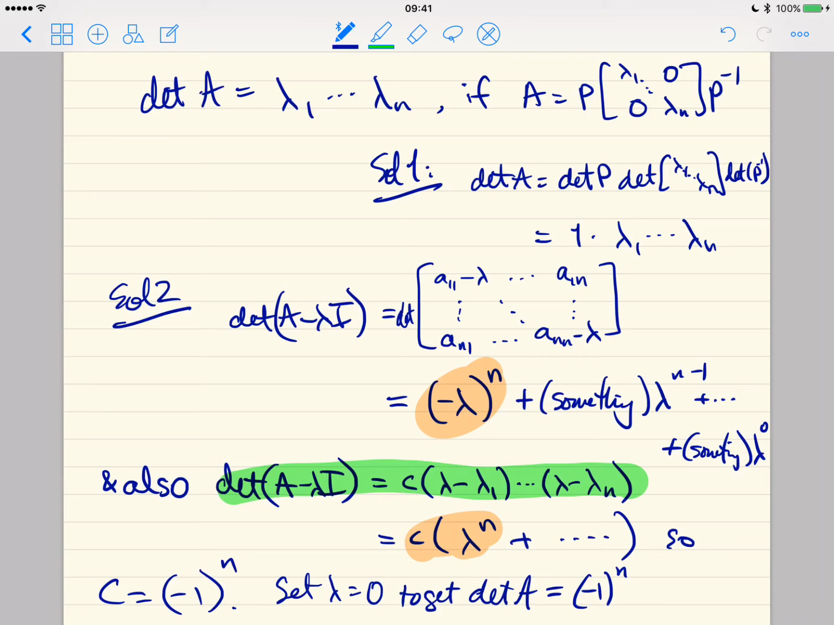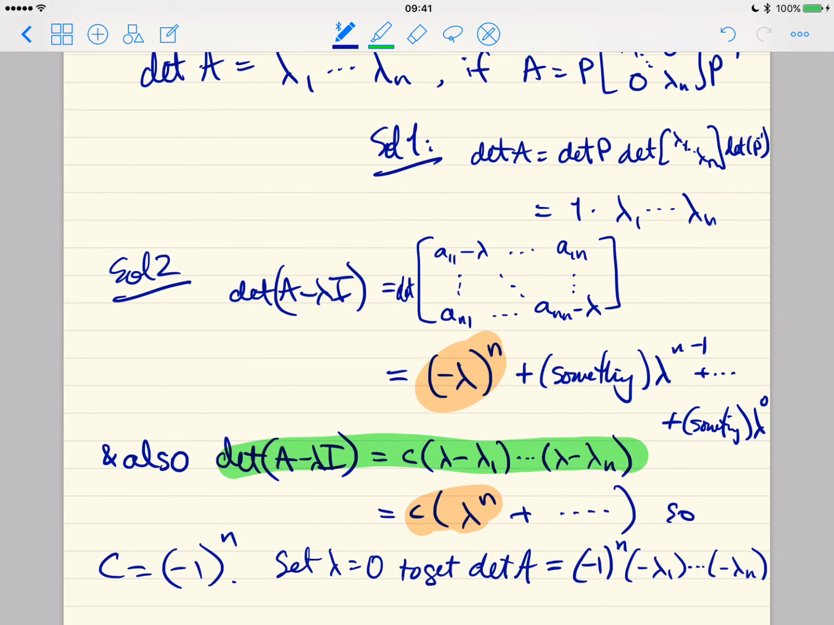So we get c times 0 minus lambda 1, which is minus lambda 1, dot, dot, dot, minus lambda n. So that's another n factors of minus 1. Altogether, we have 2n factors of minus 1. That's an even number of minus 1s, which is the same as no minus 1s. And then we have the product of all the eigenvalues. So the determinant is the product of eigenvalues.